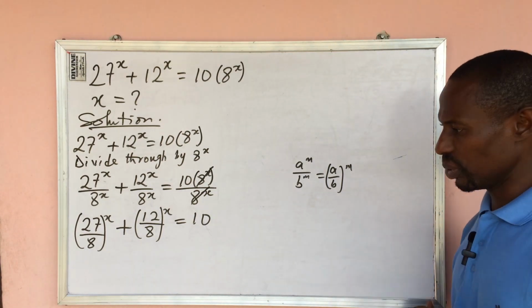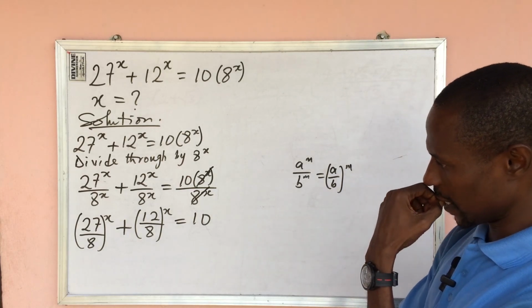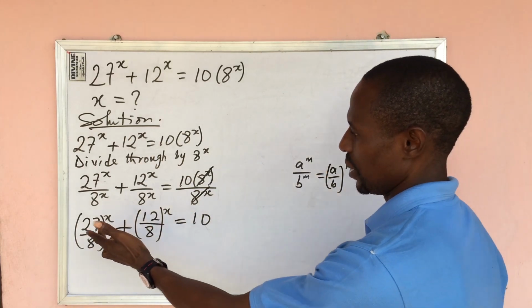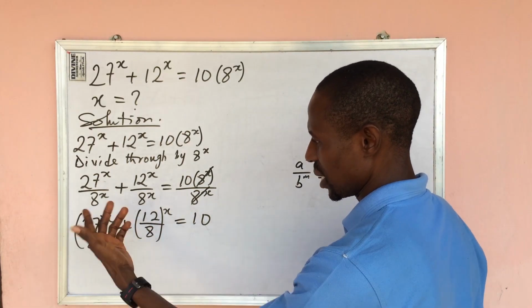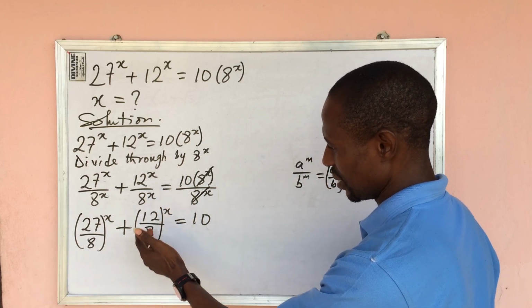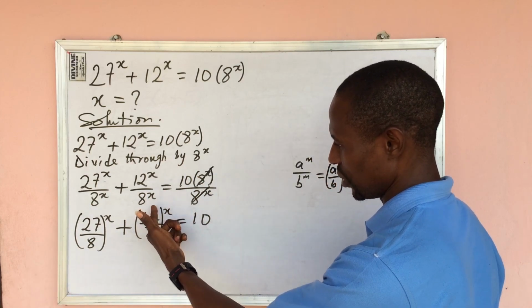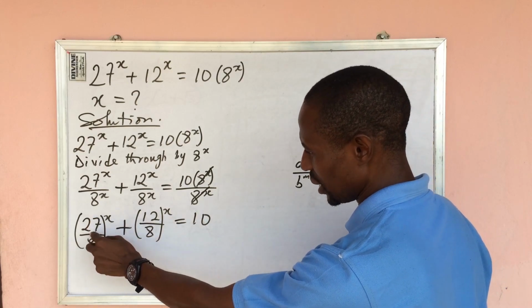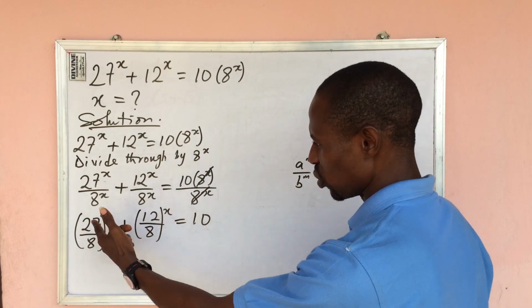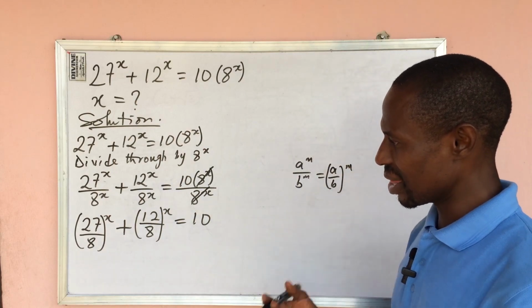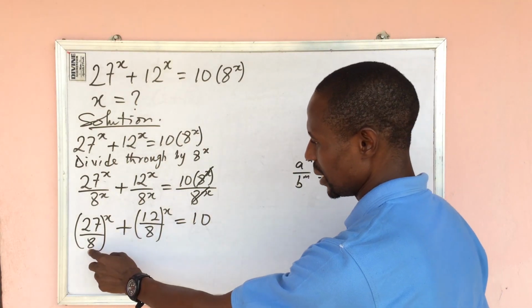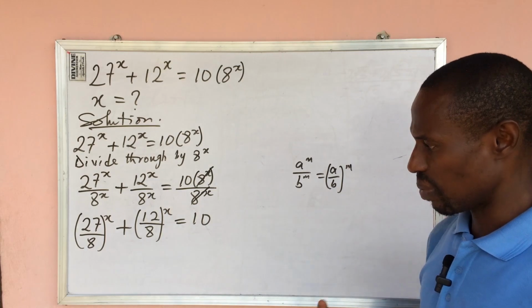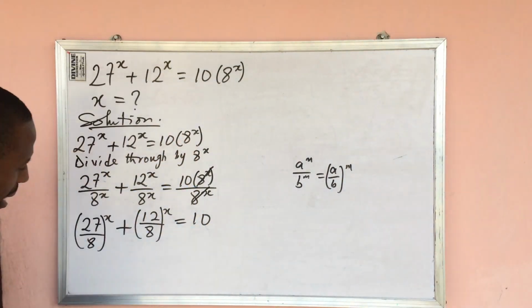So what we do now is begin to observe. Is there anything that can go into this? No. But is there something that can go into this? Yes. 4 can go into 12, and 4 can go into 8. So how do we now deal with this? 27 can be expressed as 3 to the power of 3, and 8 can be expressed as 2 to the power of 3. So we go ahead and do that.